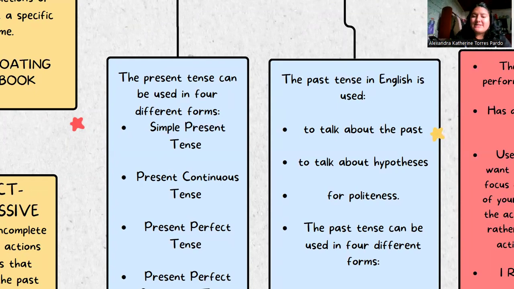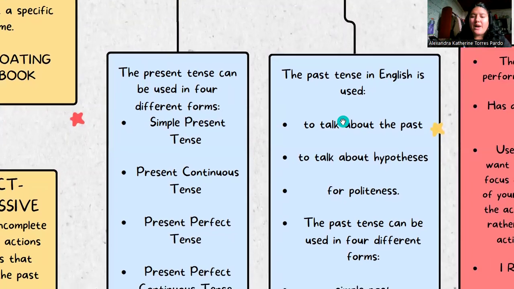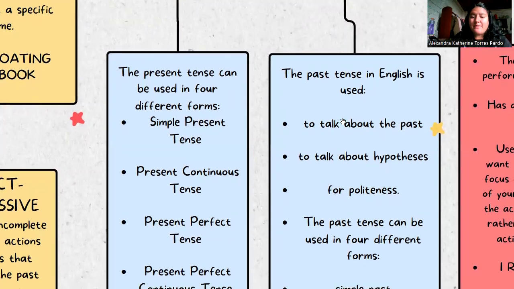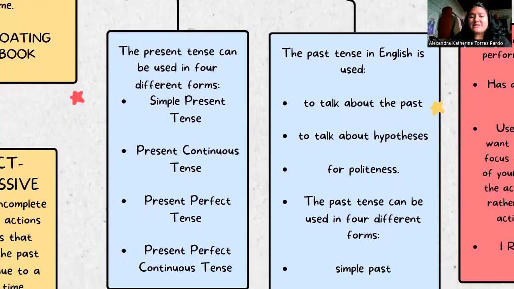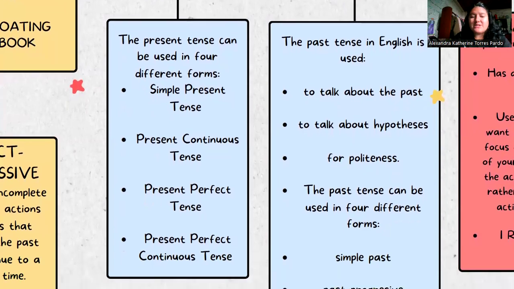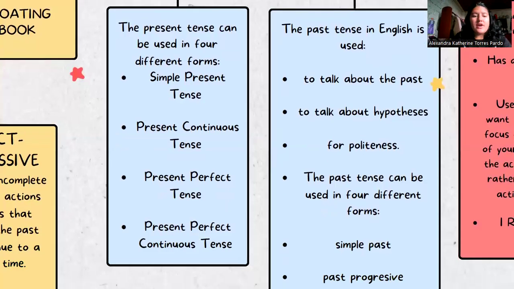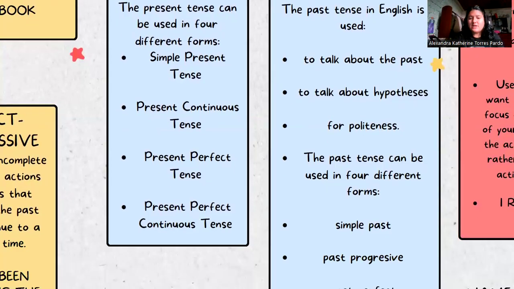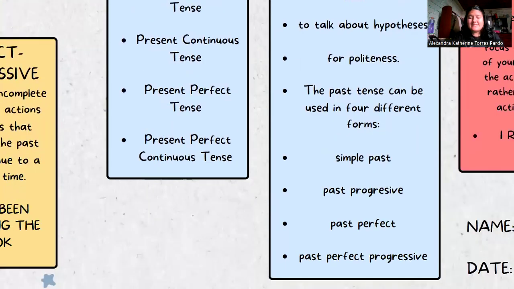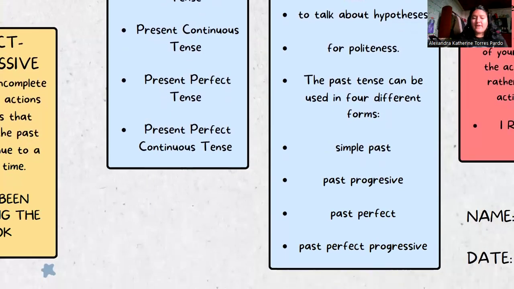We use the past tense to talk about the past, to talk about hypotheses, and for politeness. There are 4 past tense forms in English: the simple past, the past progressive, the past perfect, and the past perfect progressive.